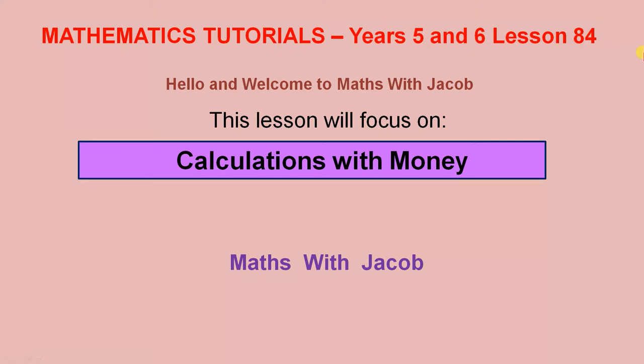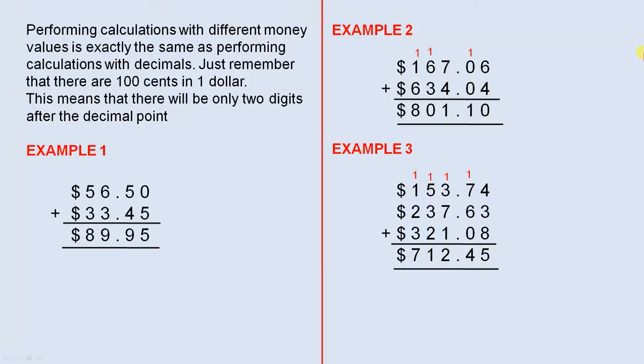This lesson will focus on calculations with money. Performing calculations with different money values is exactly the same as performing calculations with decimals. Just remember that there are 100 cents in $1. This means that there will be only 2 digits after the decimal point.